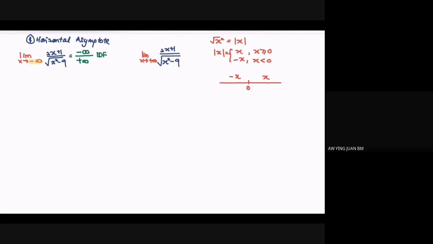What is the strategy to solve this kind of problem? Dividing the numerator and the denominator by referring to the highest power of x for the denominator. I repeat, the highest power of x for the denominator. So limit when x approaching negative infinity, kindly factor out the x. So we will have x bracket 2 plus 1 over x, over square root of, we are going to factor out the x squared, bracket 1 minus 9 over x squared. By using the properties of the surd, we are going to split the surd.